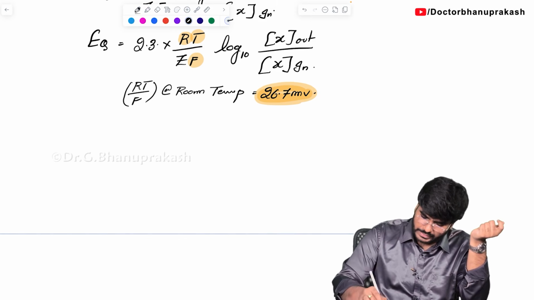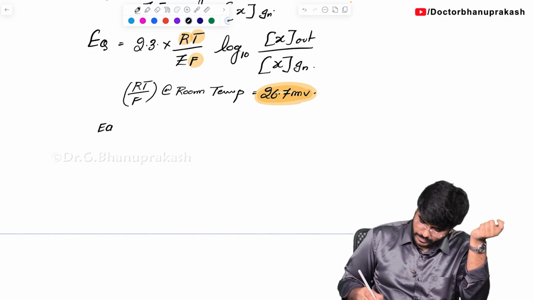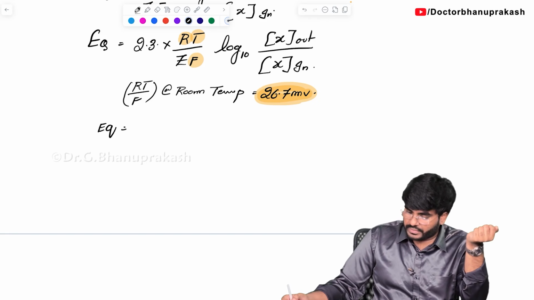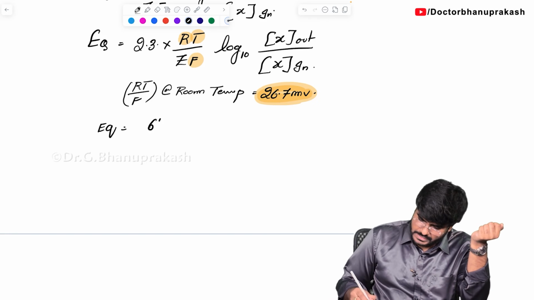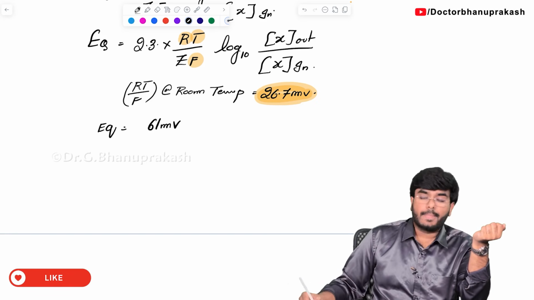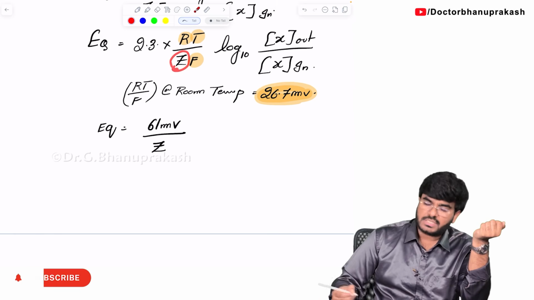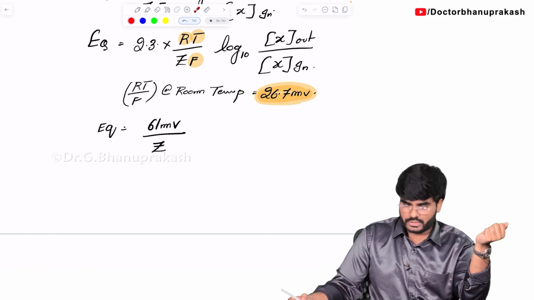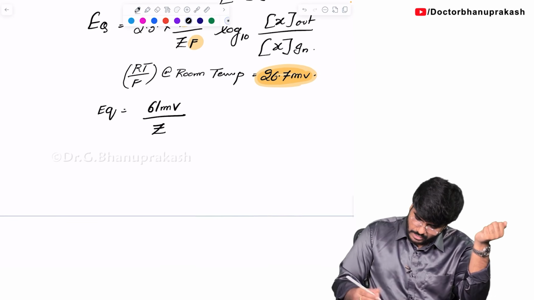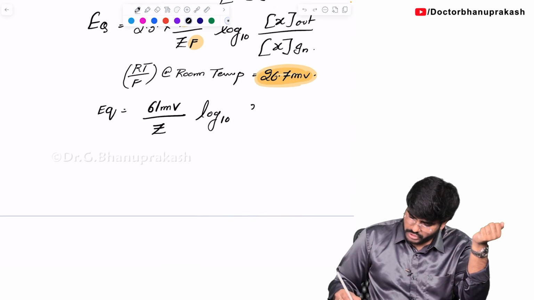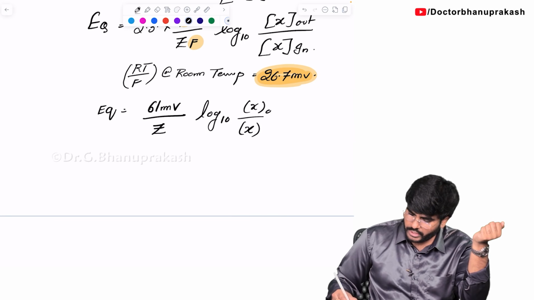So, now rearranging, the equilibrium potential is equal to 2.3 into 26.7. Now, I am going to take it as 61 millivolts by Z. I am not changing anything. Z is the valency of the ion: equilibrium potential equals 61 millivolts by Z, log base 10 of the concentration of the ion outside the cell divided by the concentration of the ion inside the cell.